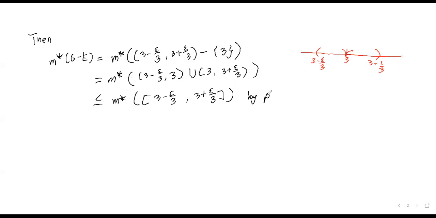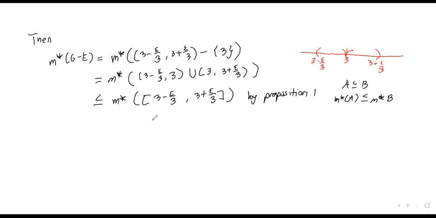So, by proposition 1. So, you can check proposition 1 sa previous video natin, analysis. So, in proposition 1, ang sabi doon, kapag yung set A ay subset ng set B, ibig sabihin daw, yung outer measure ng A ay less than or equal sa outer measure ng B. Okay? So, yun yung in-apply natin dito. So, since this set is a subset of this closed interval, then the outer measure of this set is less than or equal to the outer measure of this closed interval. Okay?